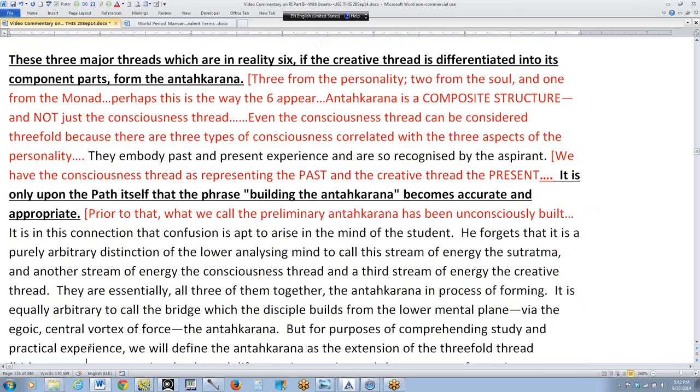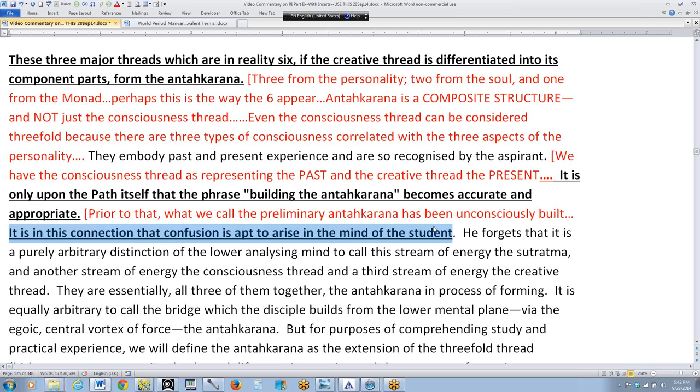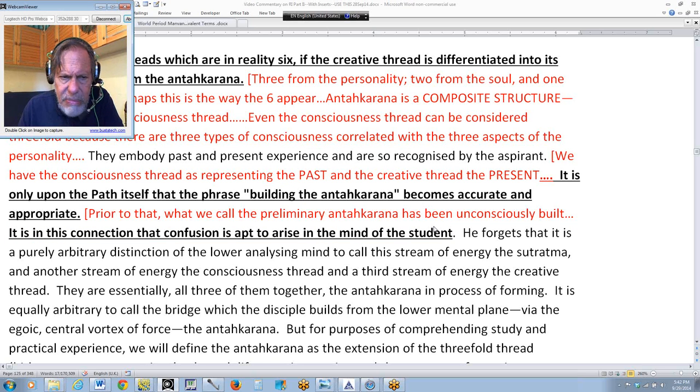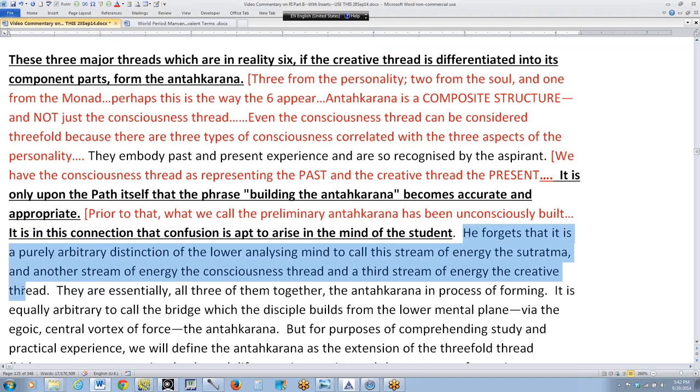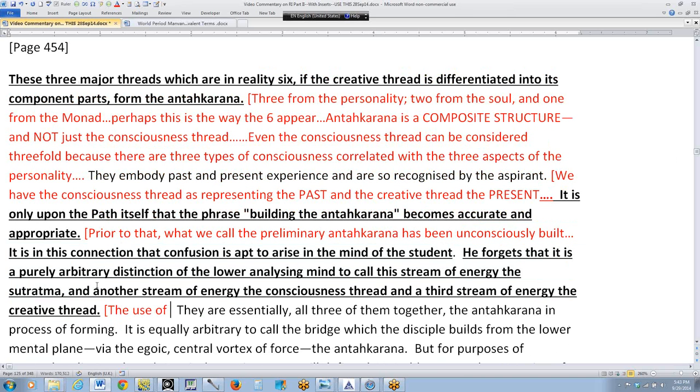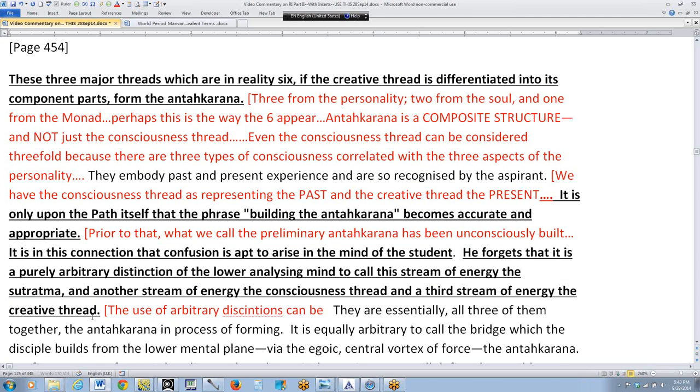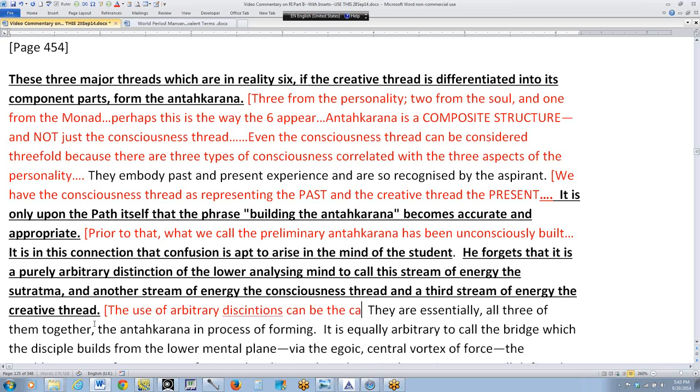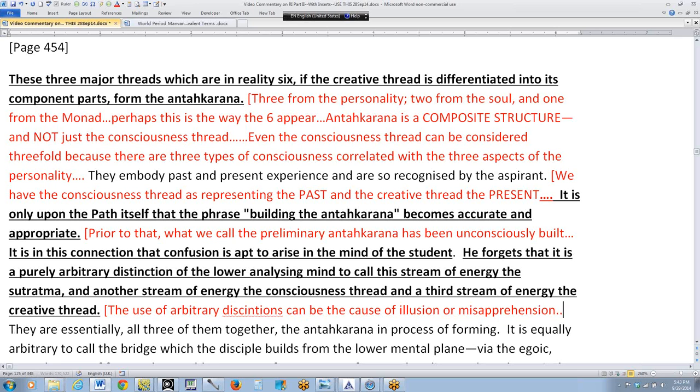It is in this connection that confusion is apt to arise in the minds of the student. And when DK warns us of impending confusion, he has the experience of seeing many who have reached a certain point in their studies who have become confused. It's easy, the fusion of many things together, which should be held distinct in the mind. He forgets that it is a purely arbitrary distinction of the lower analyzing mind to call this stream of energy the Sutratma, and another stream of energy the consciousness thread, and a third stream of energy the creative thread. So in this case, the use of arbitrary distinctions can be the cause of illusion or misapprehension.